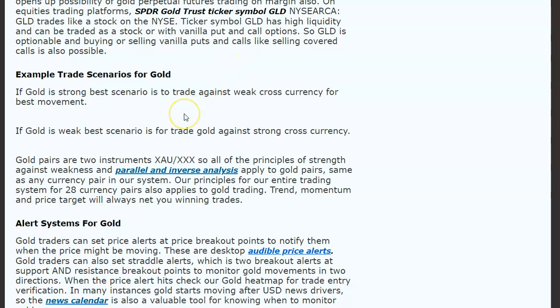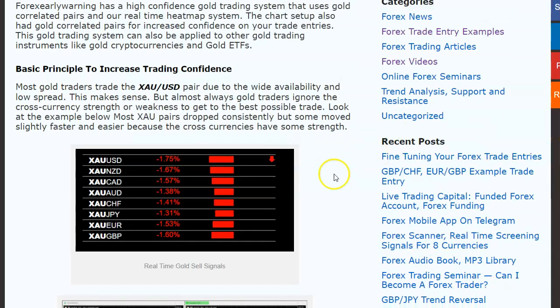So you have several options in scenarios here. If gold is strong, the best scenario is to trade against weak cross currency. So you always want to trade gold against the weakest cross currency. So if you want to sell, the Forex heat map tells you what's now on this particular day, most of the pairs all sold off.